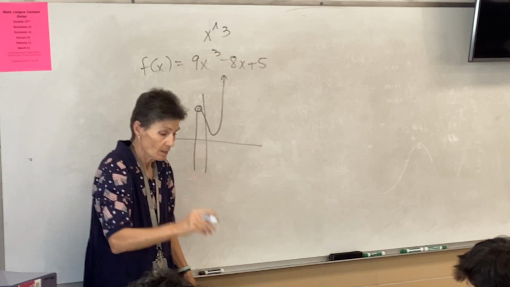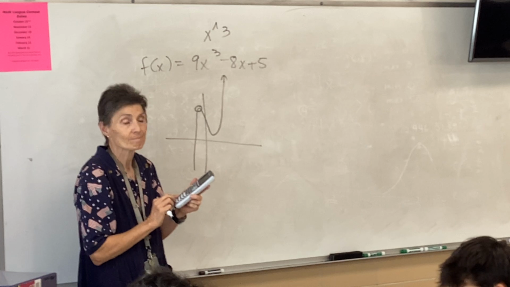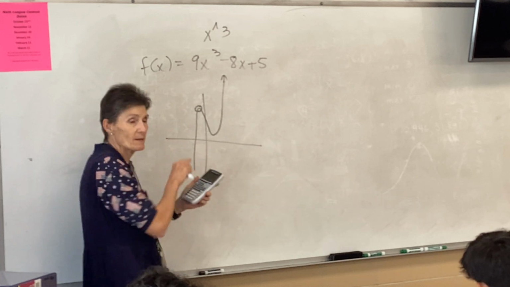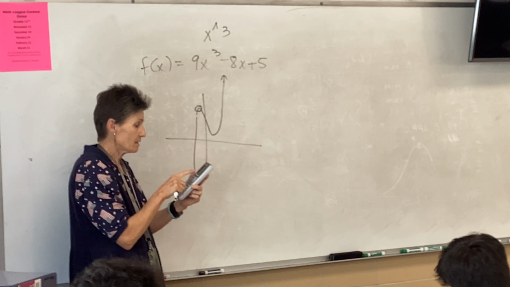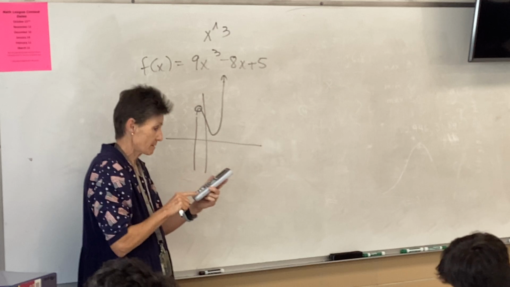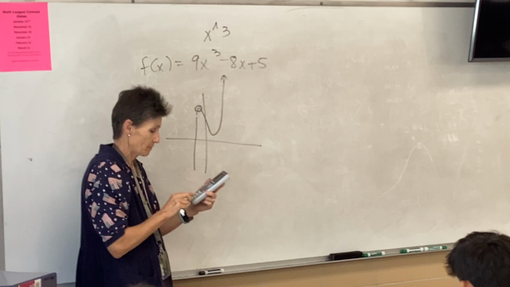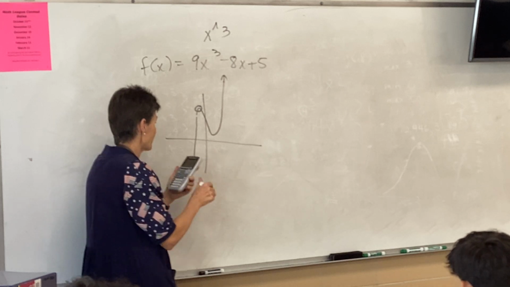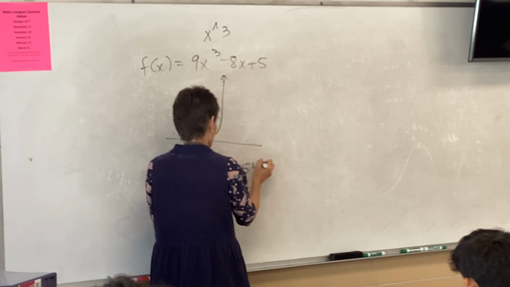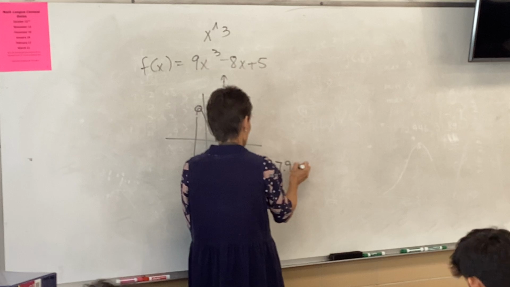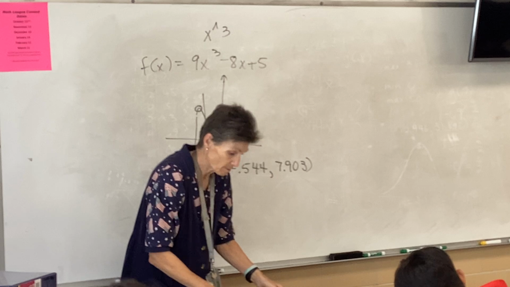A top of a hill. If it is looking for absolute max, you would say none. If it's shooting up into space, there is no high point. Relative, here we go. Second calc, max. Set my bounds. And it looks like the maximum is what point? Negative 0.544, 7.903. There is my relative maximum.